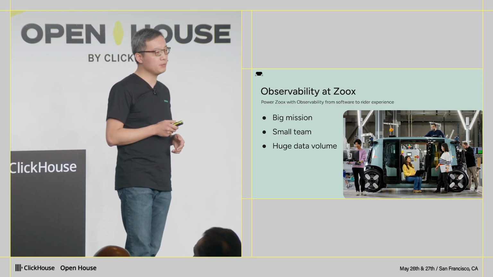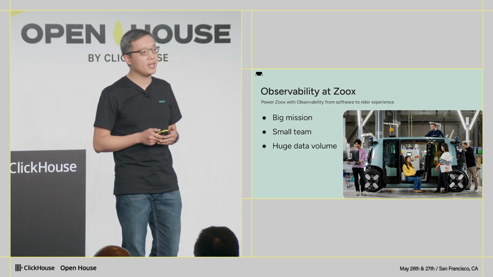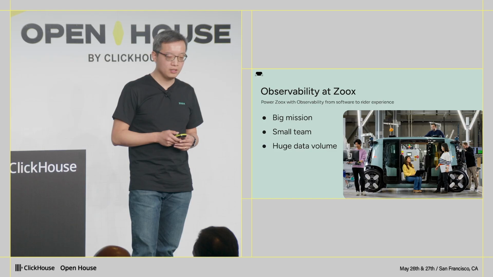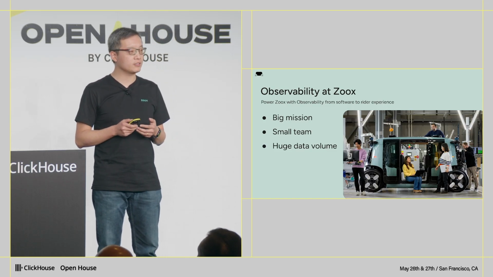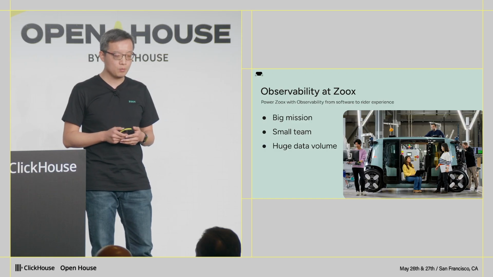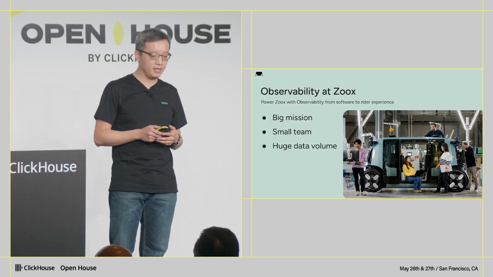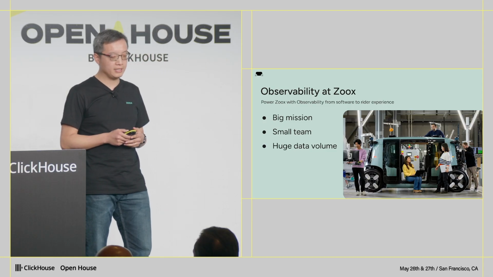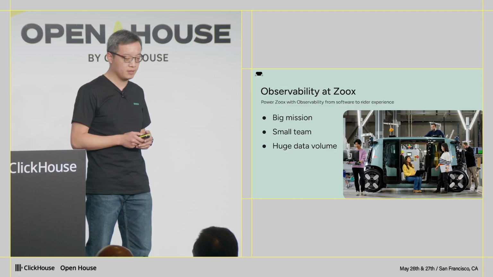The observability team's mission is to power Zoox with observability from software to rider experience. Our goal is to enable visibility across autonomous vehicle software, product, and rider experience through an intuitive, robust observability platform that drives data-driven decisions and operational excellence.